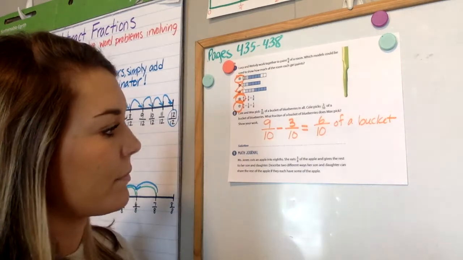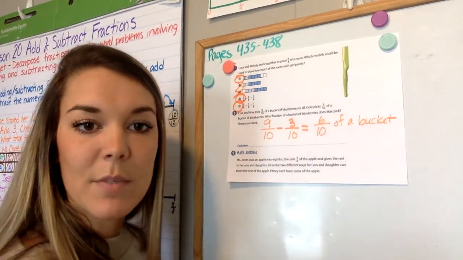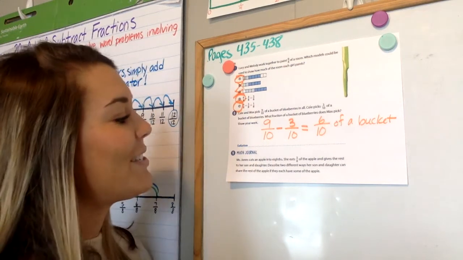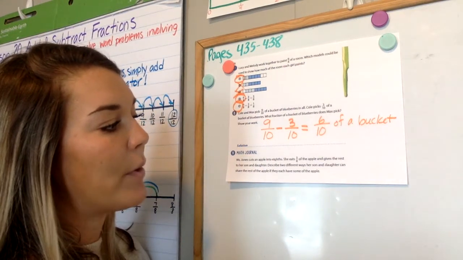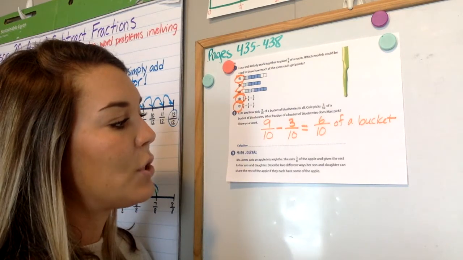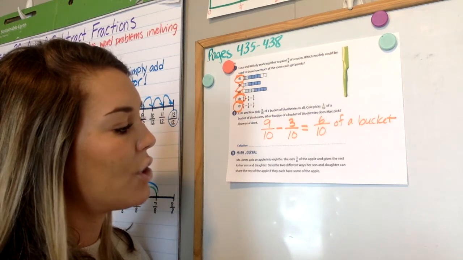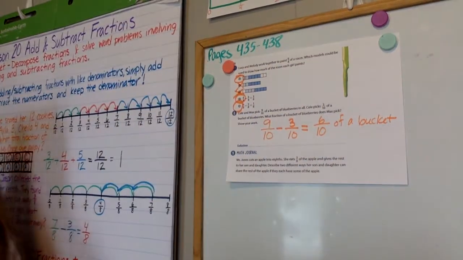Okie dokie. Last problem. It's about Mrs. Jones. I wonder if this is Mrs. Jones from 5th grade. Mrs. Jones cuts an apple into eighths. She eats 3/8 of the apple and gives the rest to her son and daughter. Describe 2 different ways her son and daughter can share the rest of the apple.